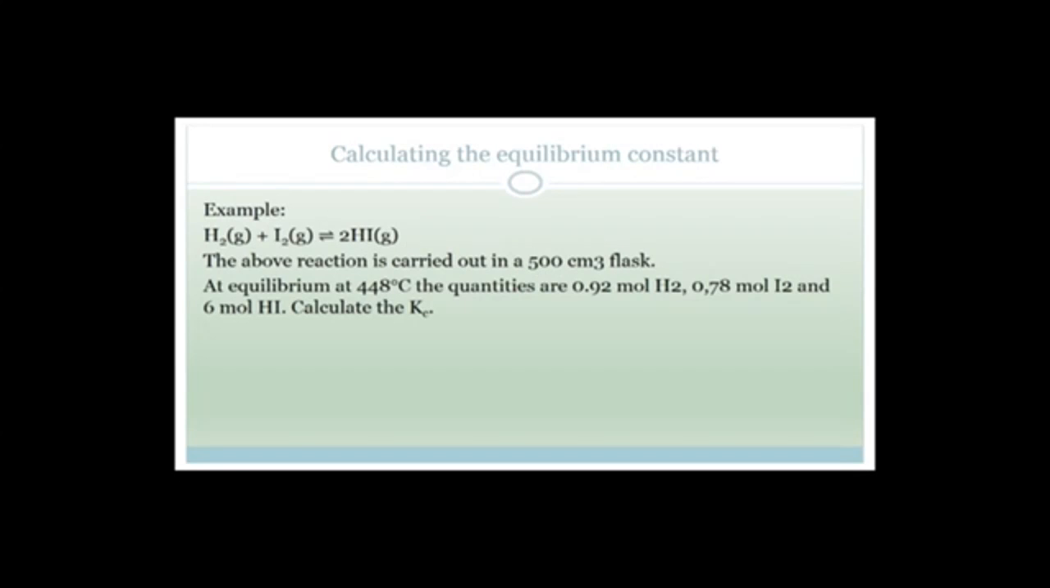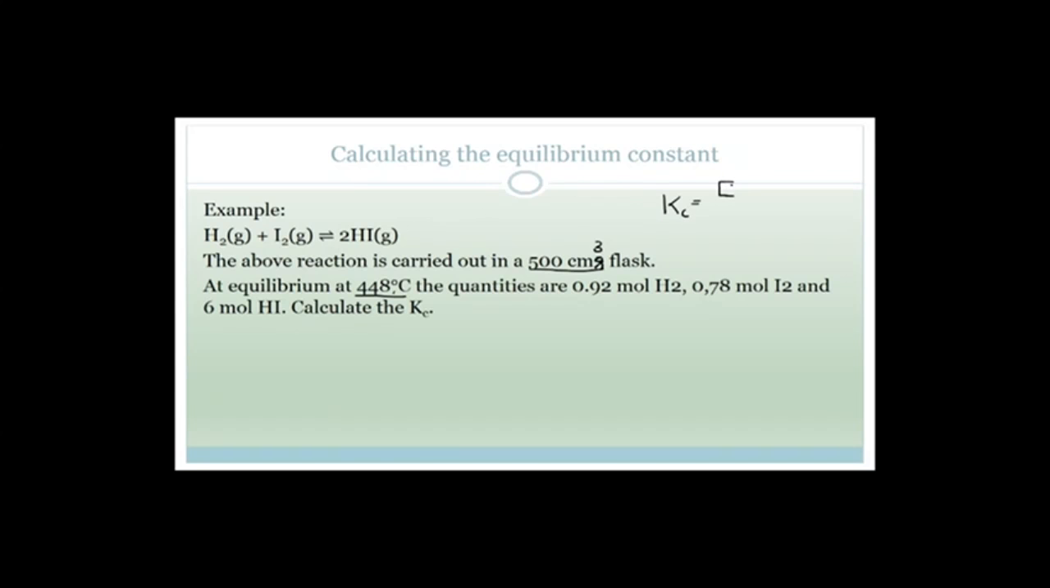Now it says the above reaction is carried out in a 500 cubic centimeter flask. At equilibrium at 448 degrees Celsius, we'll worry about temperatures later, the quantities are 0.92 moles of H2, 0.78 moles of I2, and 6 moles of hydrogen iodide. Calculate the Kc. So the first thing we need to do is write down Kc.